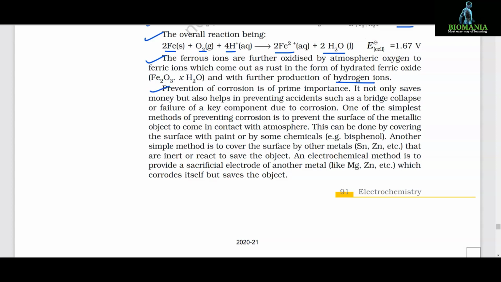Prevention of corrosion is of prime importance. It not only saves money but also helps in preventing accidents such as a bridge collapse or failure of a key component due to corrosion.